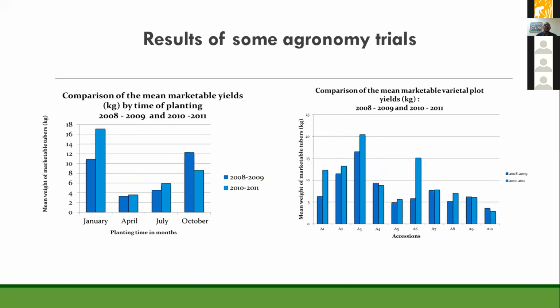Results from our agronomy trials have shown that varieties, the time of planting, and the agroecological zones impact sweet potato yield. And therefore, production planning will have to take those into consideration when we're developing marketing and production systems for export, food and nutritional security, and local consumption.